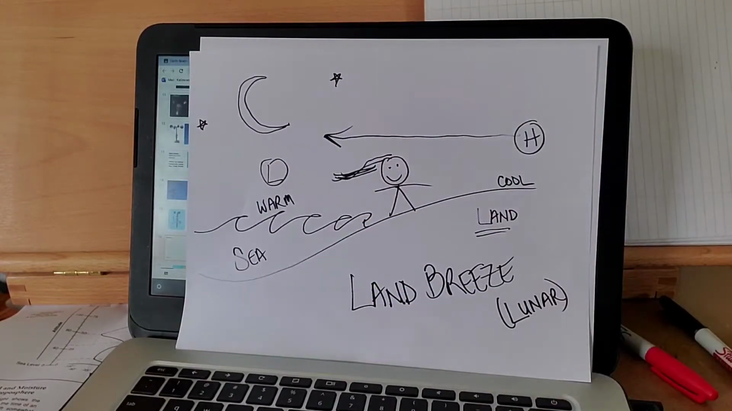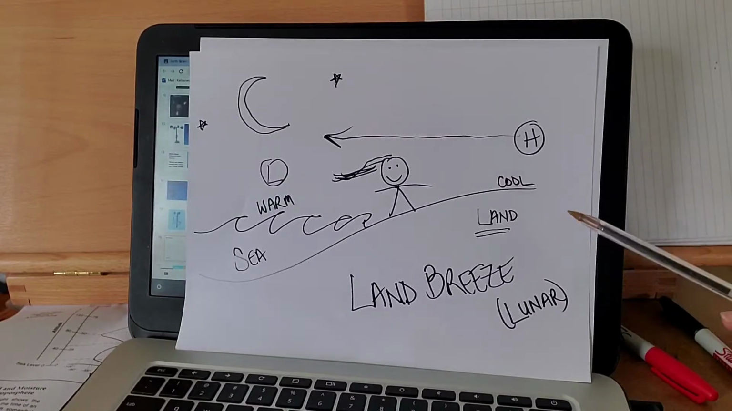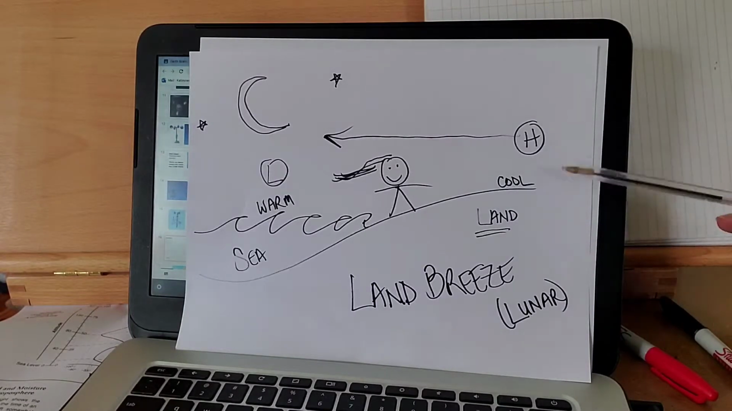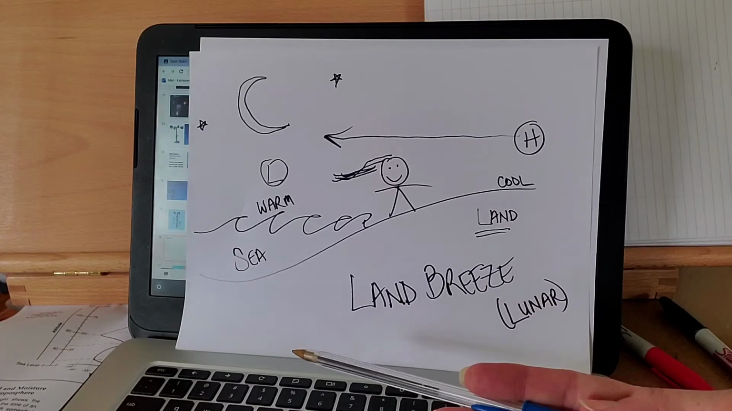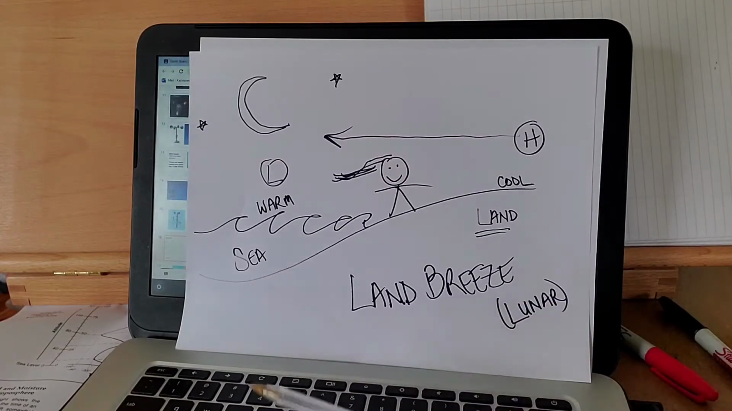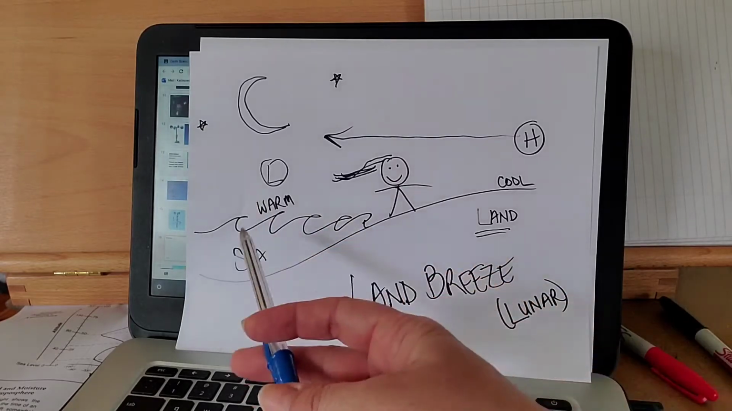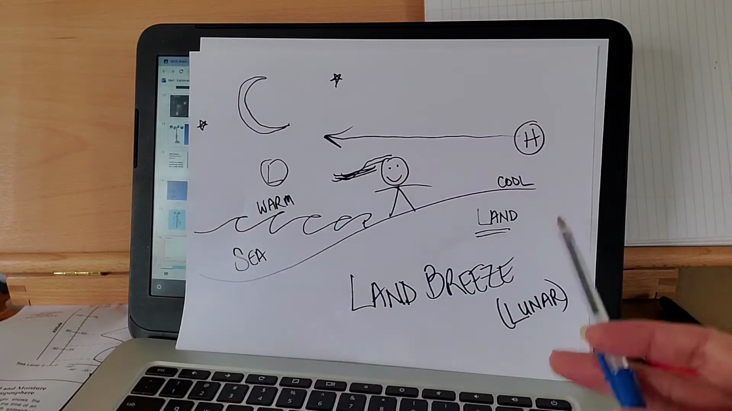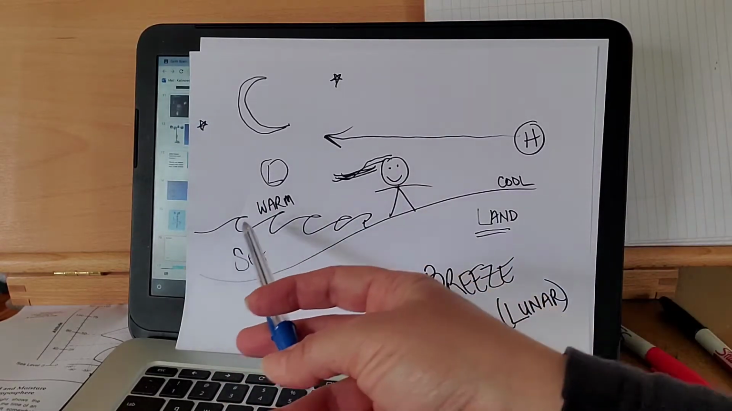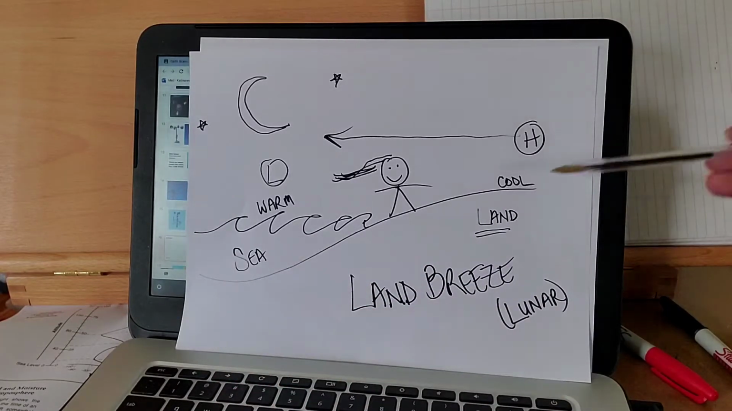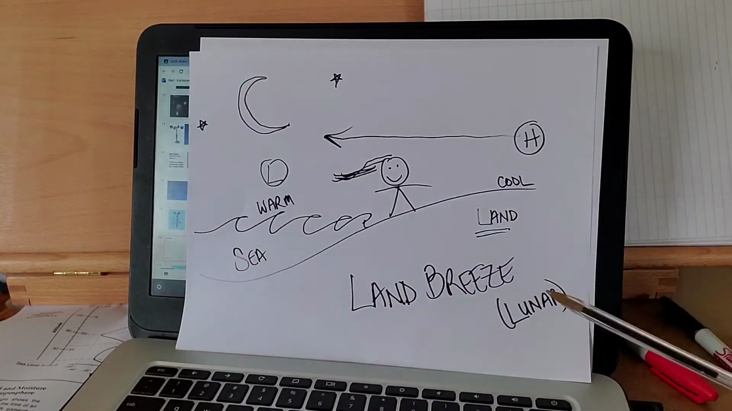Lunar land breeze. At night, now the temperature of the land is much cooler, so that's where the high pressure is. And now, since the water's been heating up all day, it's significantly warmer than it was earlier in the afternoon. So now the warm is here, the cool is there. That makes high pressure over the land, low pressure over the sea. Winds blow from high to low, and they're named after where they come from. This is a land breeze.